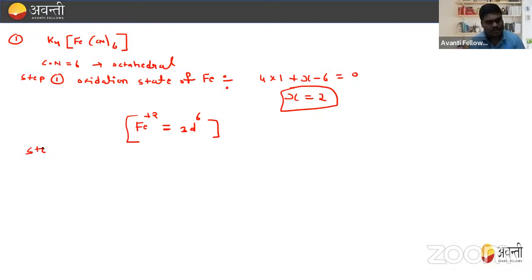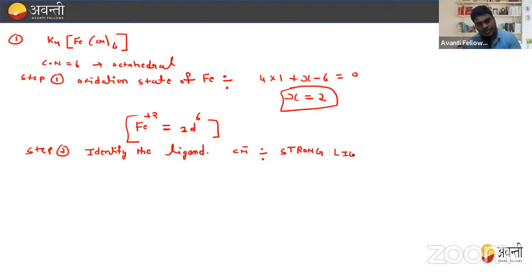Now the next important step: you have to identify the ligand. How will you identify whether it is a strong ligand or a weak ligand? As we can see, CN negative is a strong ligand. Always remember, we have a spectrochemical series for CFT theory, so from there also we can remember. These are the strong ligands, and CN negative is a strong ligand.